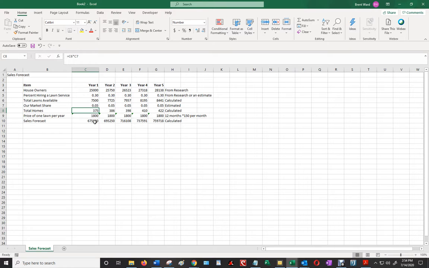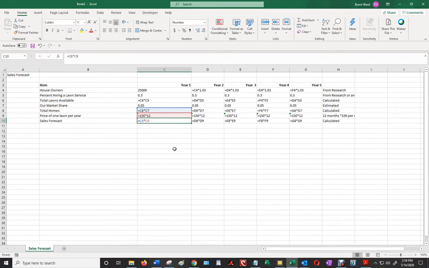The price of one lawn in a year would be, I just used $150 a month times 12, and that's the same across. We're not going to raise our prices. And our sales forecast is then the total homes multiplied by the price of one lawn per year, and that gives me my sales forecast.